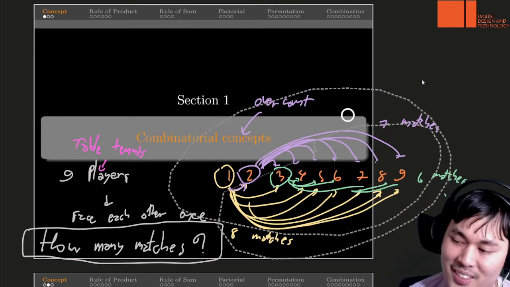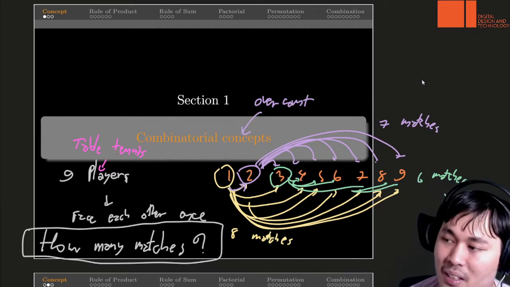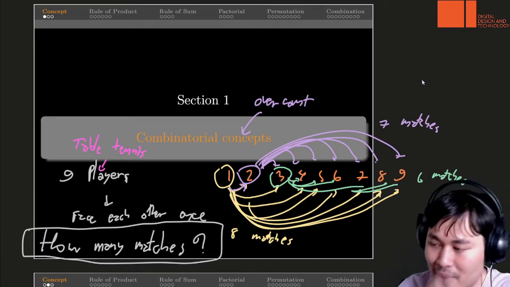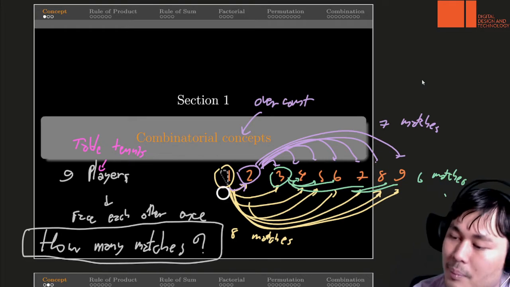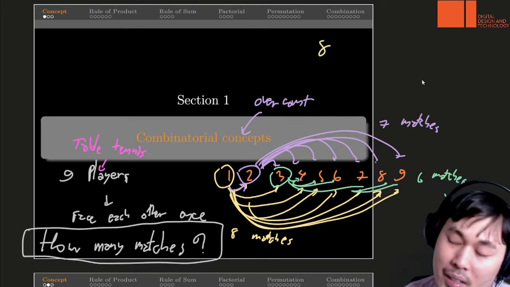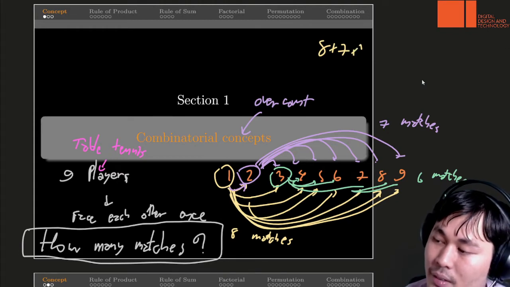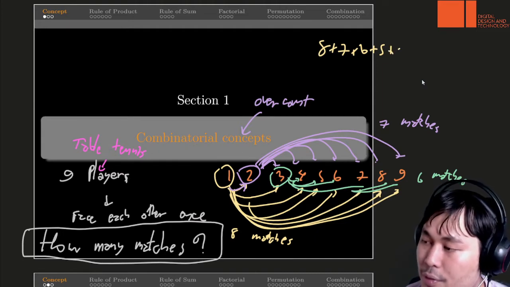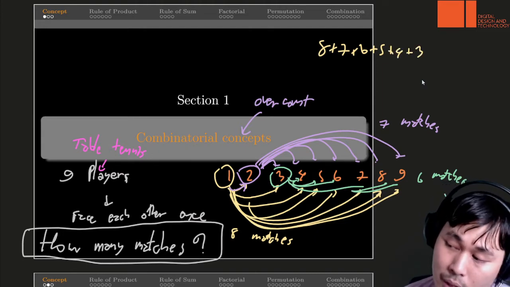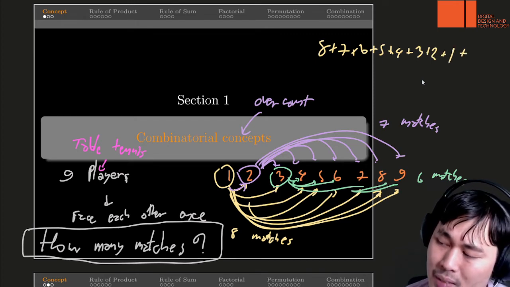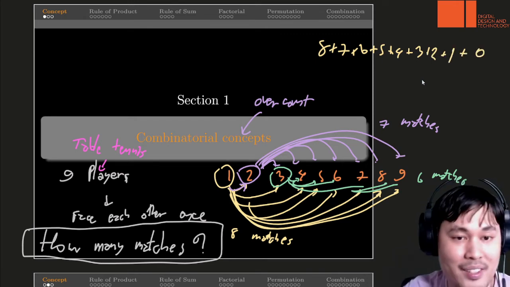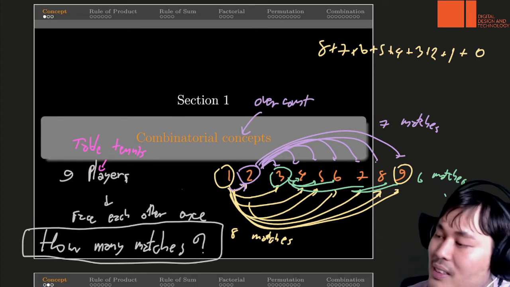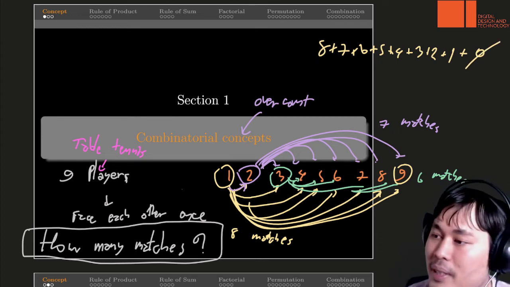If you count using this method, it is called a straightforward way to count. Just count them all, and you can guess a trend. Player 1 needs 8 matches, player 2 needs 7, player 3 needs 6, player 4 needs 5, player 5 needs 4, player 6 needs 3, player 7 needs 2, player 8 needs 1, and player 9 needs 0. It's 0 because that player has already played against every other player, so we don't need to arrange anything else for that player.